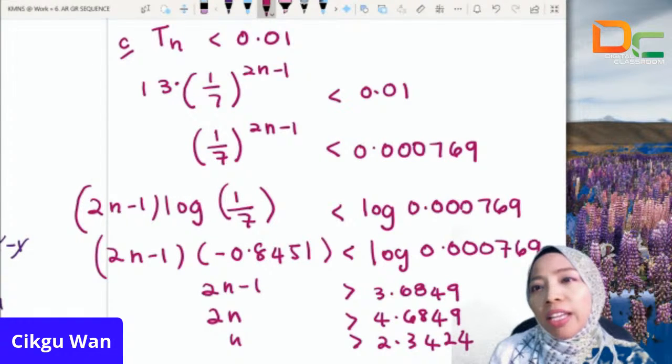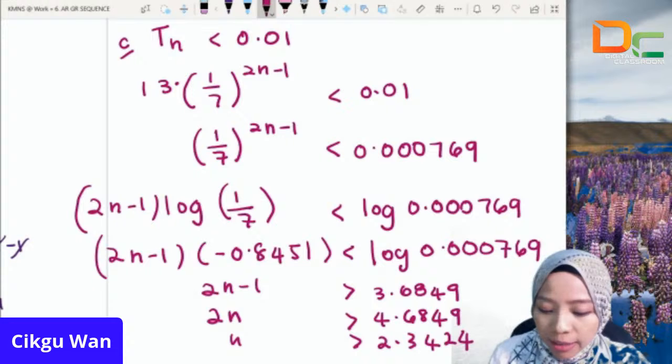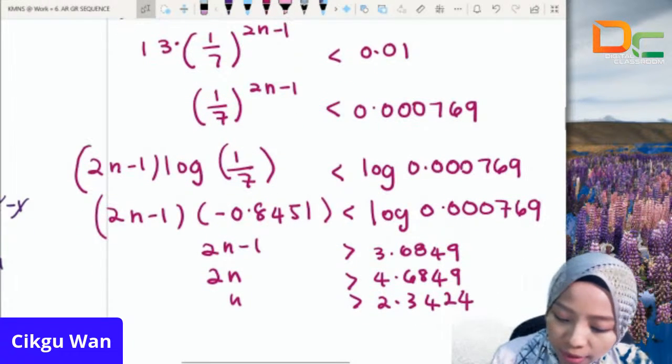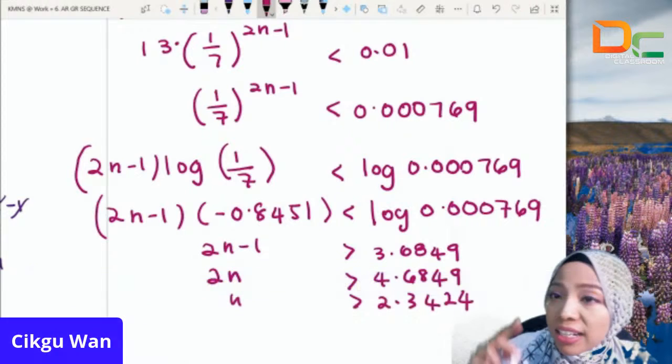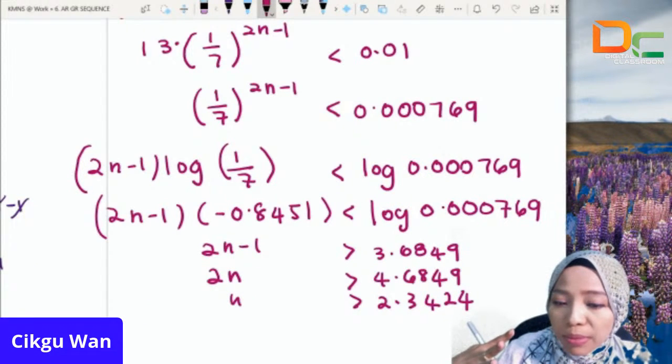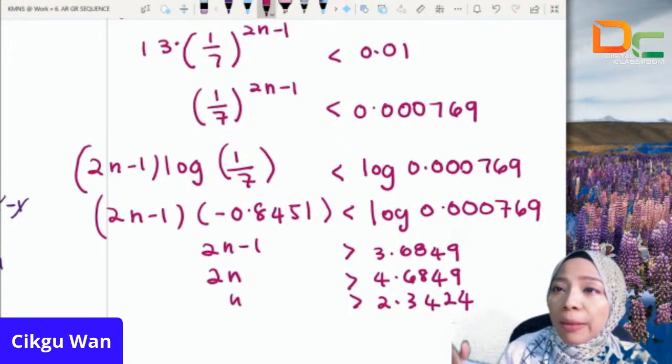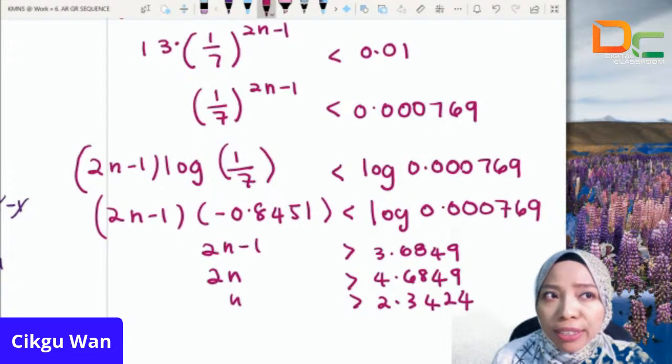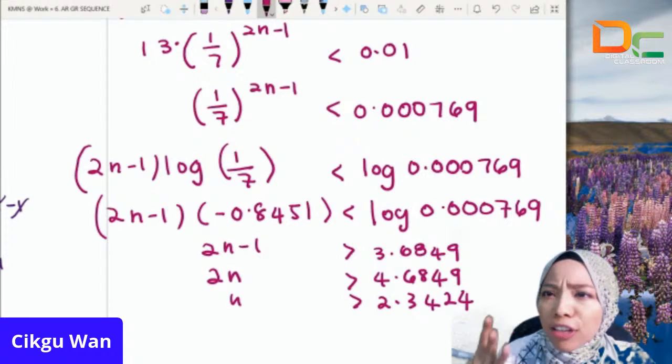Okay, what does it mean by this? It means that n can be, okay, the next integer. Sebab n mesti integer. Sebab n ini adalah sebutan keberapa. Okay, the first term ke, the second term ke, the seventh term ke.